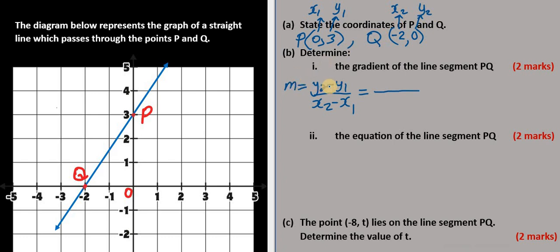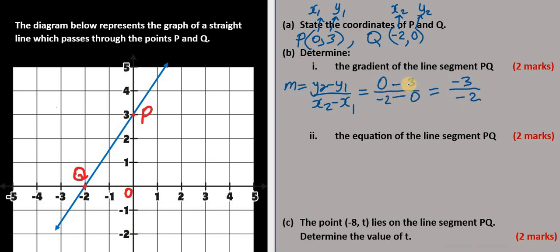Okay, so now we're going to substitute into the formula for the gradient. y2 is 0, so we're going to have 0 here. So we're going to take the second y coordinate, 0, and subtract the first y coordinate, which is 3. Let's look at the x coordinates now. Second x coordinate, which is -2. I'm going to subtract the first x coordinate, which is 0. And so this will give us 0 minus 3, which is -3. And -2 minus 0 is -2.